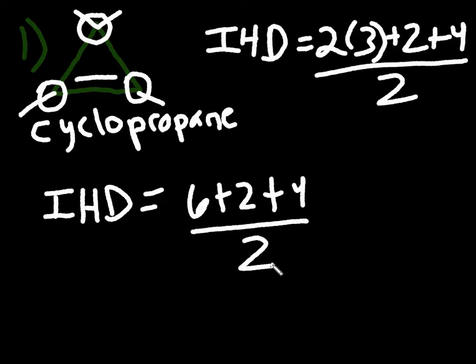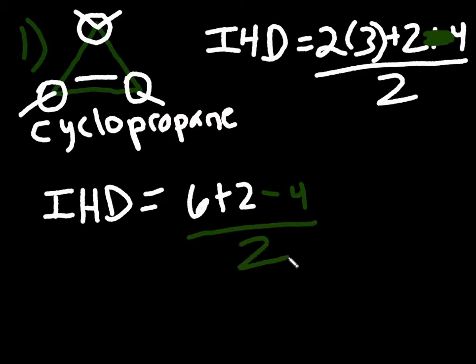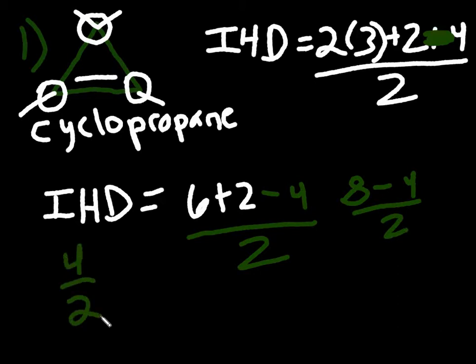Oops, I'm sorry. This is supposed to actually be minus. Be careful with that, guys. Remember, this is always minus 4. This is minus 4 as well up here, over 2. So we have 6 plus 2 is 8. 8 minus 4 over 2. 8 minus 4 is 4. 4 over 2. So IHD, 4 over 2, is 2.